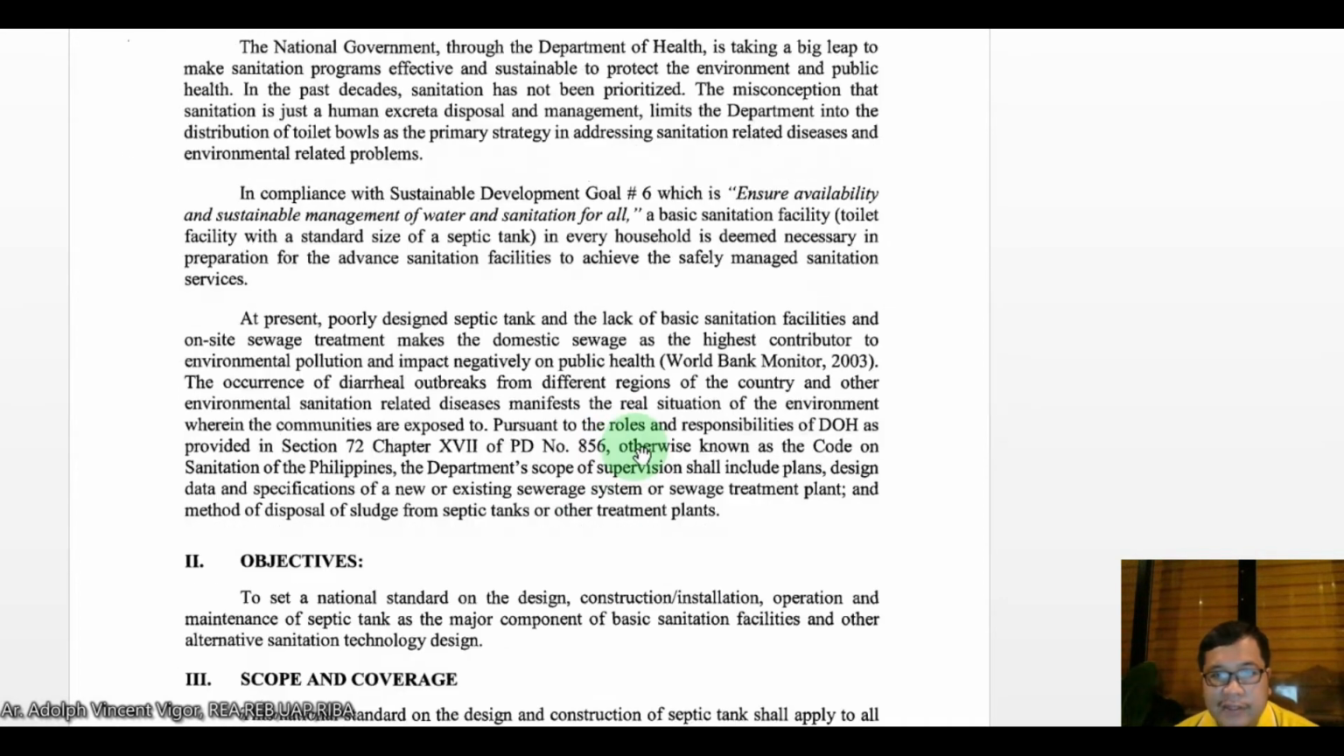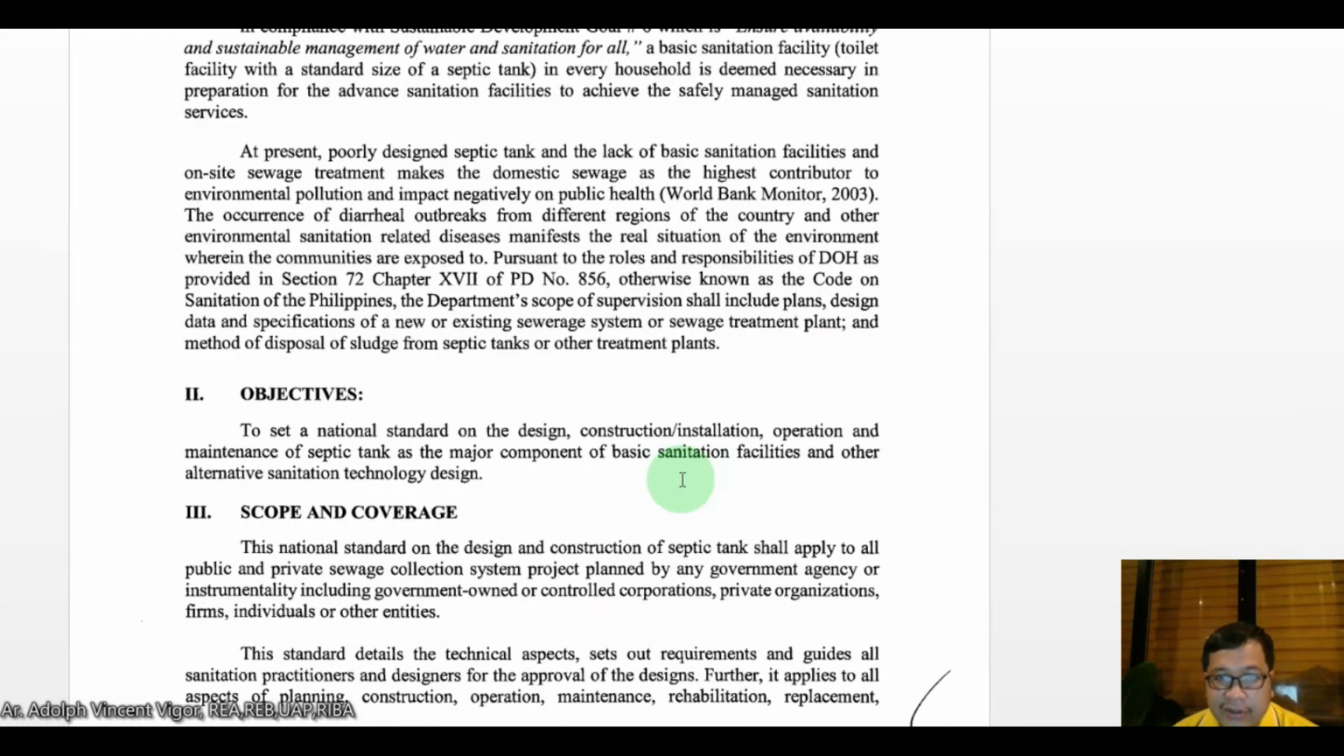So the objectives are to set a national standard on the design, construction, installation, operation, and maintenance of a septic tank as the major component of basic sanitation facilities and other alternative sanitation technology design.